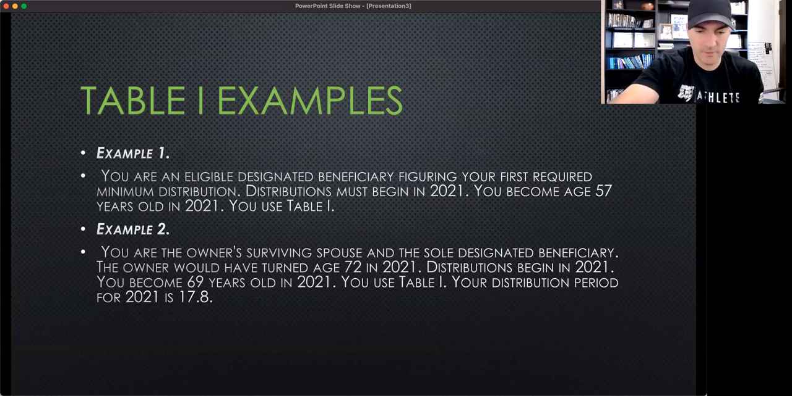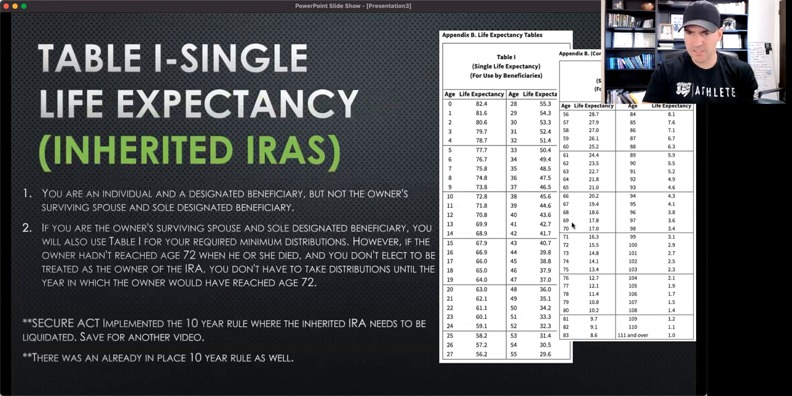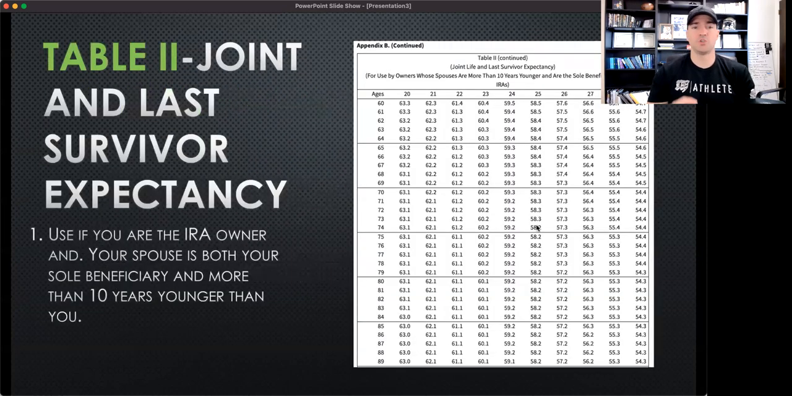Let me see if I can get back without screwing this up. 69 right here. You can see in the table, 69, 17.8. Awesome. All right, Table 2, joint and last survivor expectancy. This is pretty simple. If you were the IRA owner, so you're living now, you have not deceased, you're still kicking, playing golf, traveling, doing whatever you're doing. If you are the IRA owner, your spouse is both your sole beneficiary and more than 10 years younger than you, you've got to use this table. That's Table 2. That's pretty simple.